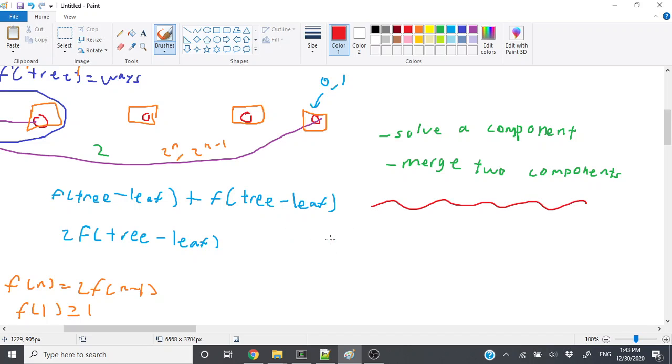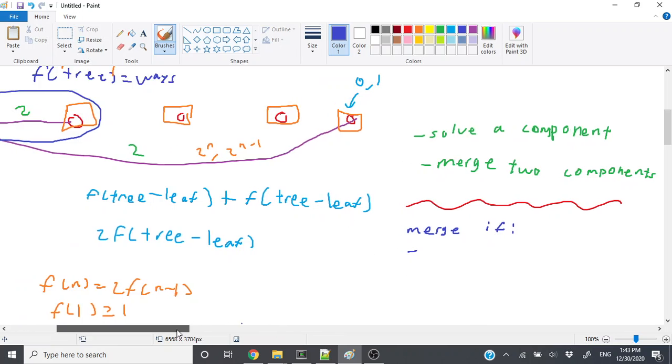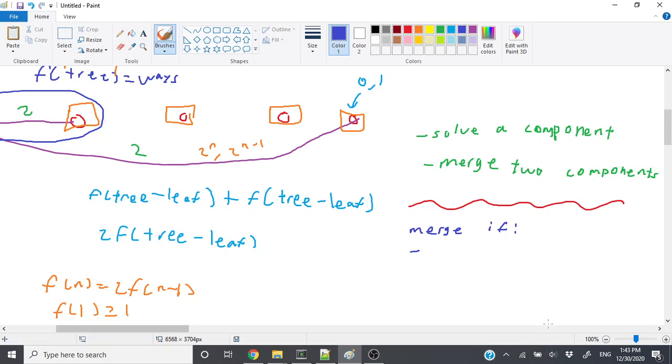And so the better question to ask is, when do we actually want to stick in a thing? When do we want to add a switch into our system? So we merge if A, they have to be in different components already, otherwise we would get a circle. So different components. DSU can easily check for that, so that's fine.